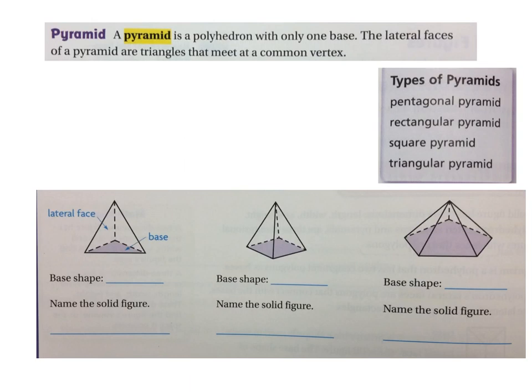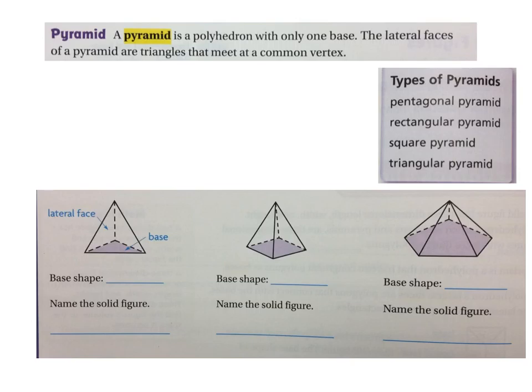There is another type of polyhedron. Remember, a polyhedron is a three-dimensional figure where every single face is a polygon. Do they have to be the same polygon? No, you can have different polygons, okay? So there's a different kind of polyhedron called a pyramid. A pyramid is a polyhedron with only one base. The lateral faces of a pyramid are triangles that meet at a common vertex, that meet at one point, okay?